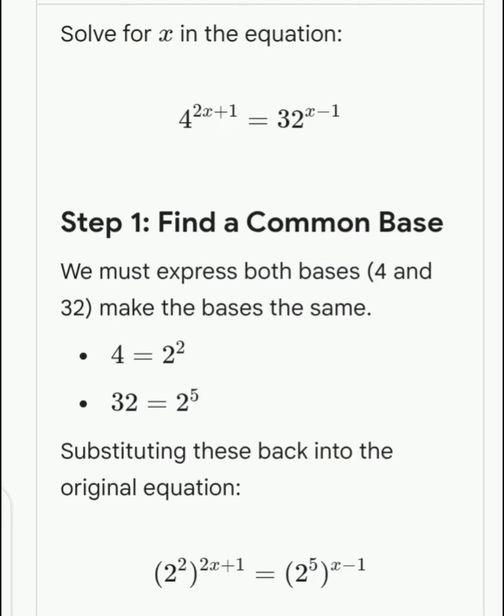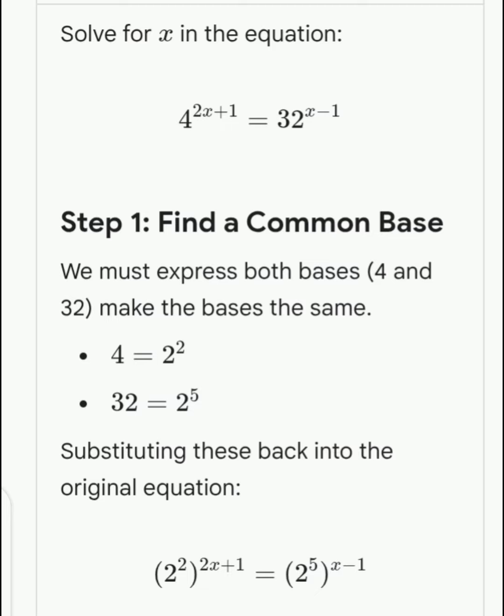It's kind of like trying to compare different currencies. You can't really compare yen and euros directly. You first have to convert them both back to something common, like the US dollar. Our dollar here is the number 2. Exactly. 4 is just 2 squared. And 32, well, that's 2 to the 5th power. Just recognizing that simple fact changes the entire equation.